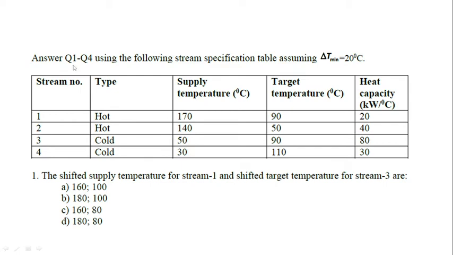So now let's see question number 6. Using the following stream specification table, assuming delta T min equal to 20 degrees Celsius, the shifted supply temperature for stream 1 and shifted target temperature for stream 3 are. So we need to know what is shifted target and shifted supply temperature.